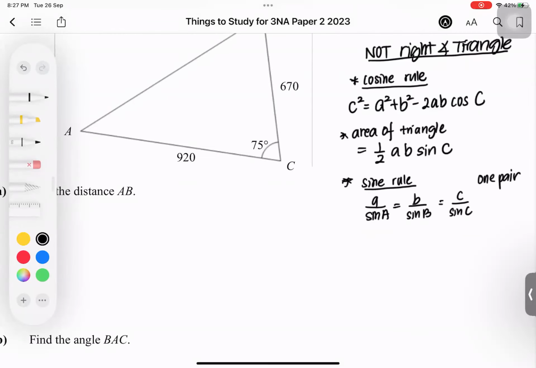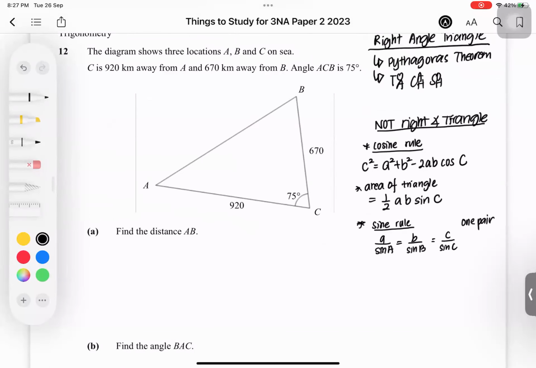Then sometimes they will test you on shortest distance. First thing first, check where the given angle is. You are here, at the given angle. Where are your two hands? This side is your hand, this one is your hand. So who is the side opposite to you? This one is the side opposite to you.